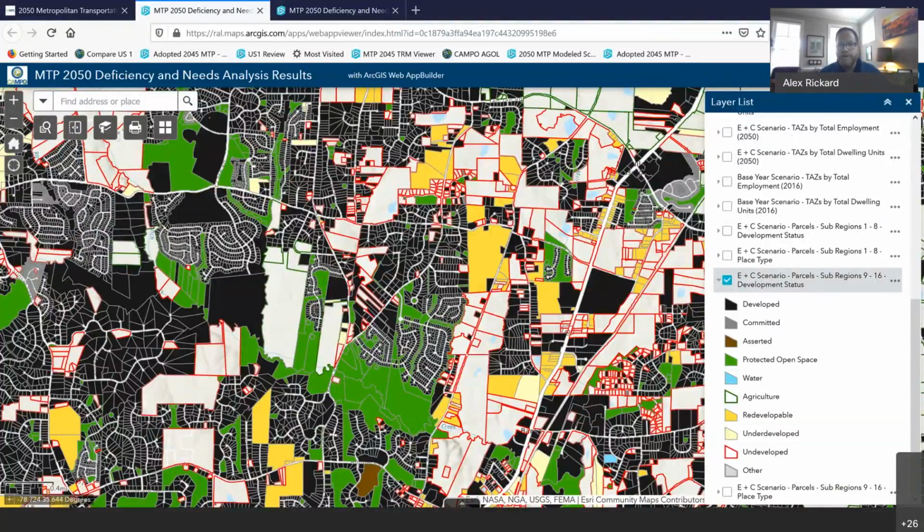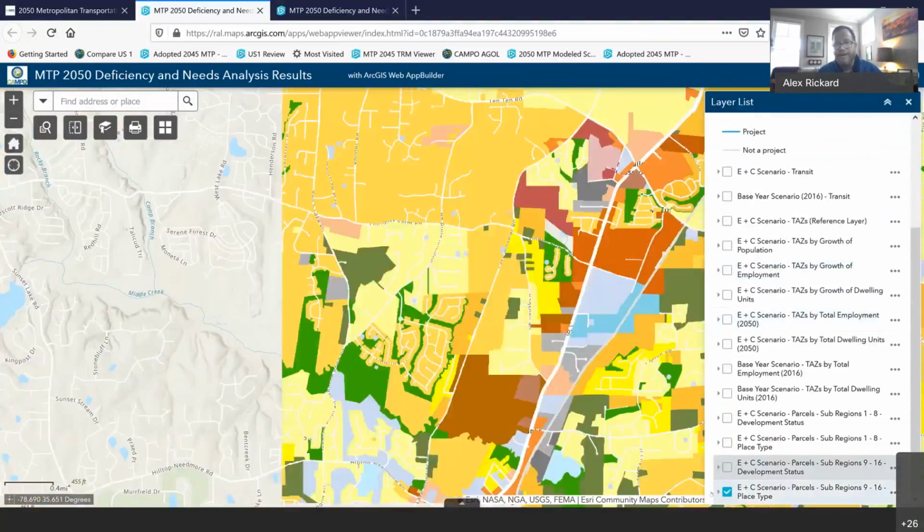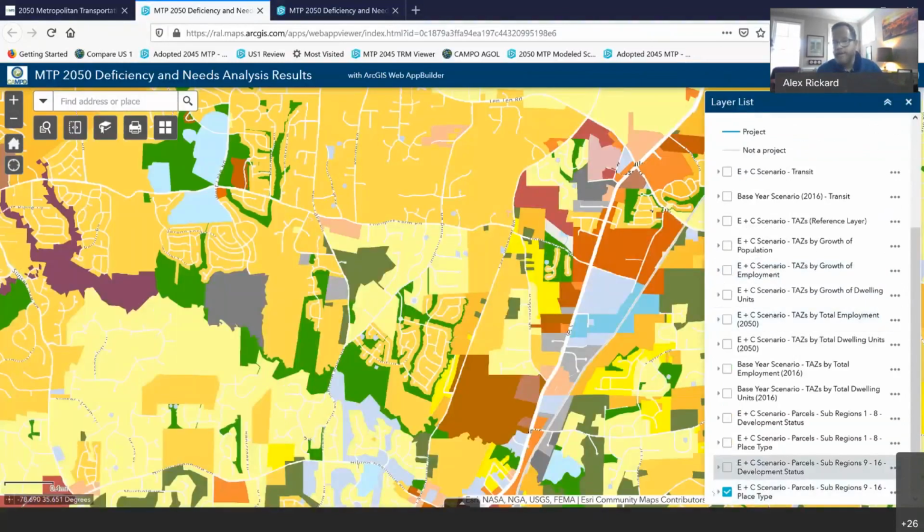It's one of the first things any of you planners want to look at: whether the CommunityViz parcel data is coded correctly, to help explain why you're not seeing the employment or population growth you might be expecting. After you've looked at the development status, you can check out the place type, and that'll tell you whether you're going to be getting employment or population.